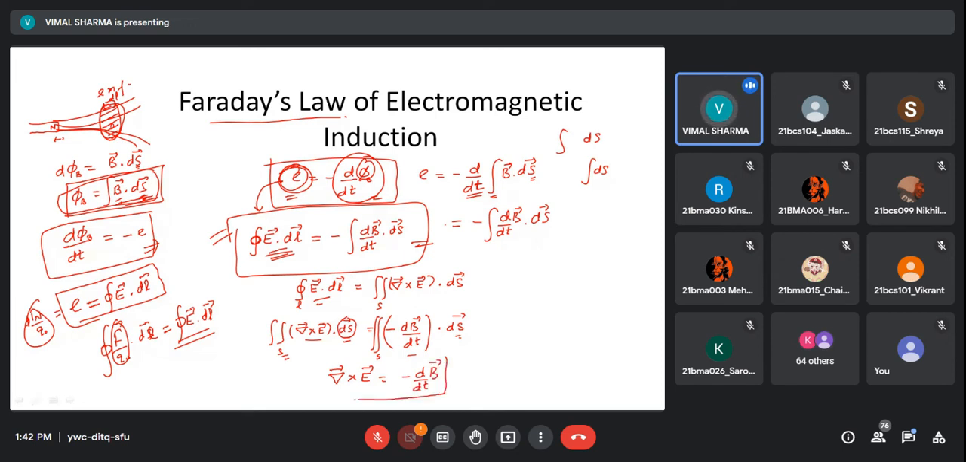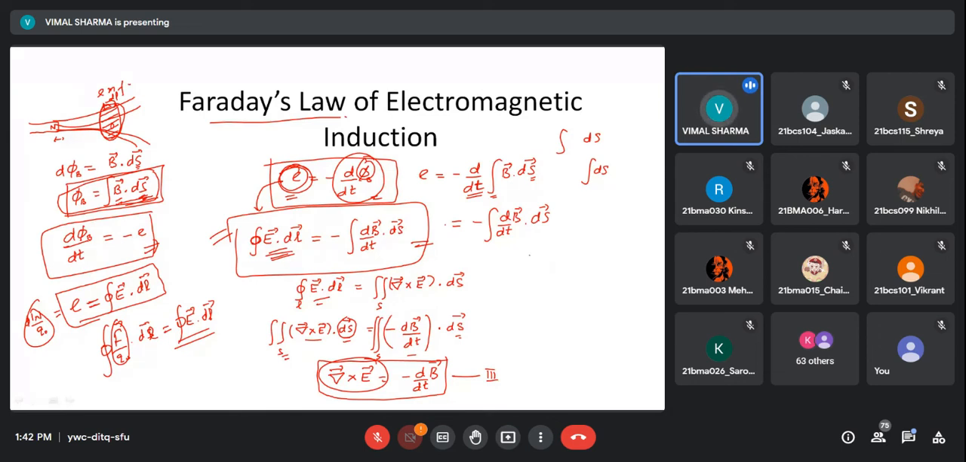The rate of change of magnetic field gives you what? It gives you electric field. This is the same law, that is Faraday's law of electromagnetic induction, and this is the differential form of Faraday's second law of electromagnetic induction, and this gives you Maxwell's third equation in differential form.